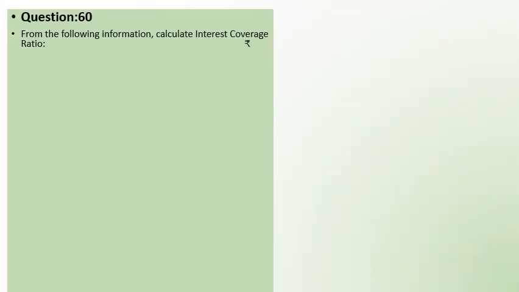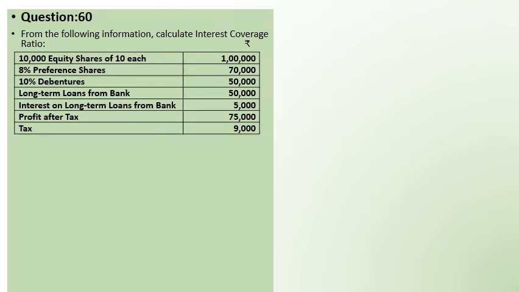We solve one more question from the interest coverage ratio. We have equity share capital given 1 lakh and 8% preference share capital given 70,000, 10% debenture 50,000. Long term loan from the bank is 50,000. Interest on long term loan is given 5,000, and profit after tax is given 75,000. Tax is given 9,000. So now from here we'll calculate. Over here the interesting part is that the interest on long term loan from the bank is given, but the interest on the 10% debenture on 50,000 is not given. So we have to calculate this part.